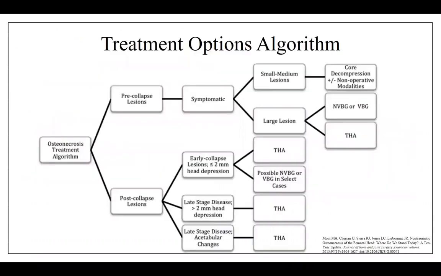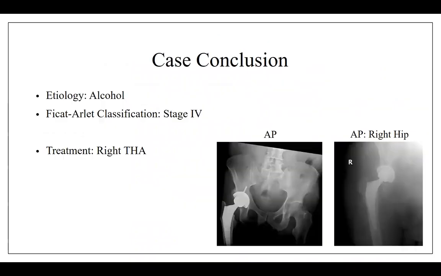This slide has a nice flow sheet that we can use in order to see which treatment options would be ideal for our patients with AVN, and it categorizes them based off of pre-collapse and post-collapse. As we can see, most of the patients with post-collapse end up needing to have a total hip arthroplasty as a treatment option.